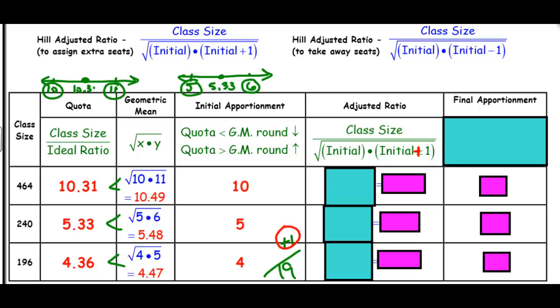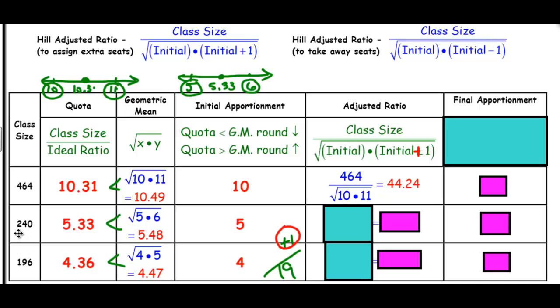Alright, so let's go ahead and calculate the first one. So we always take our class size, so 464, divided by the initial. So initial would be 10 times, we're doing initial plus 1, so initial plus 1 would be 11. So we're going to have 10 times 11, and then we're going to take the square root of that value. So that would give us 44.24.